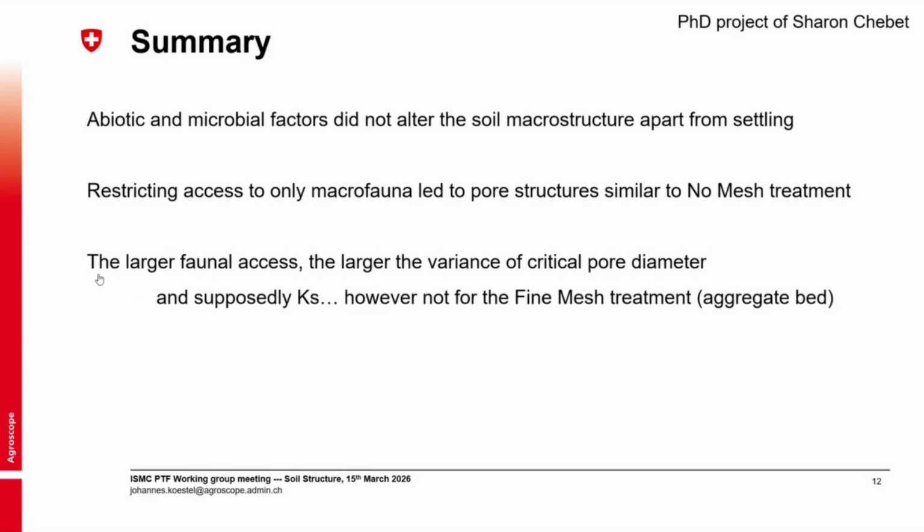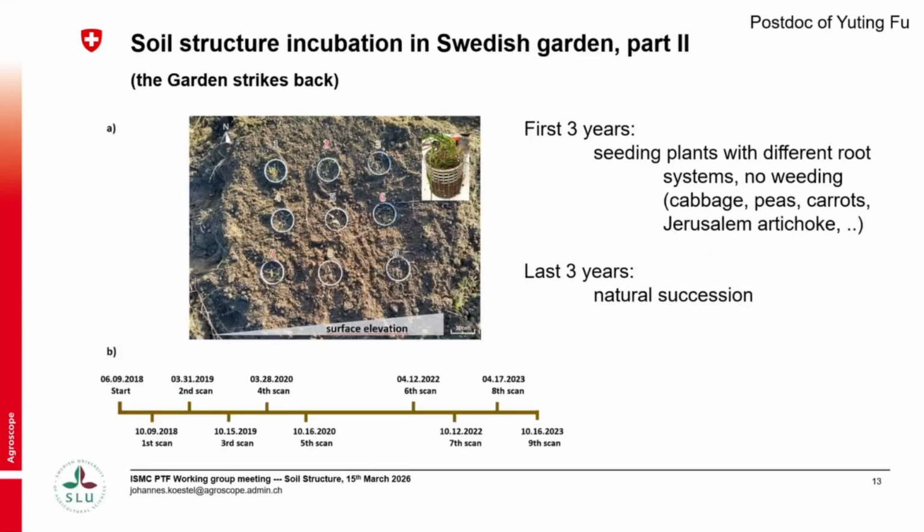And basically, one takeaway, if you angle it to the KS, was that if you have an excess of larger fauna and roots, then you have a larger variance in the critical pore diameter and supposedly also in KS. So the next experiment was actually already carried out in Sweden.